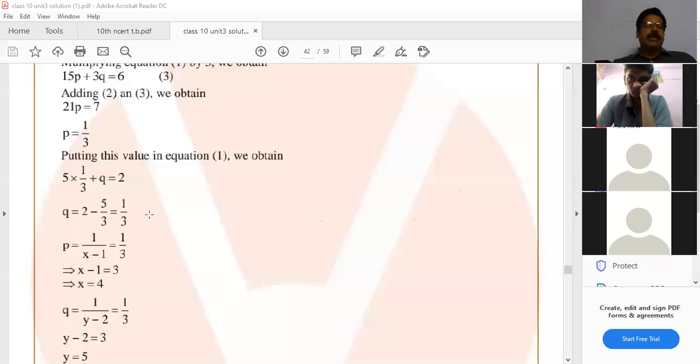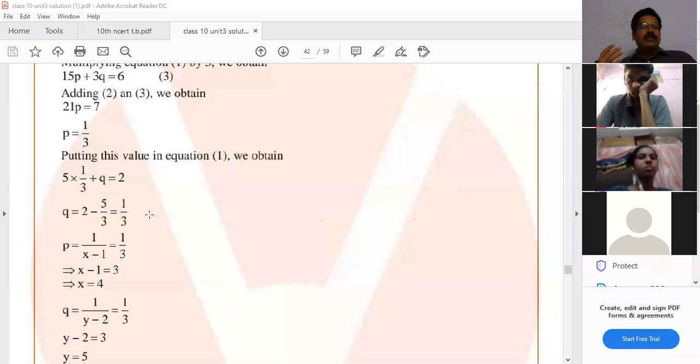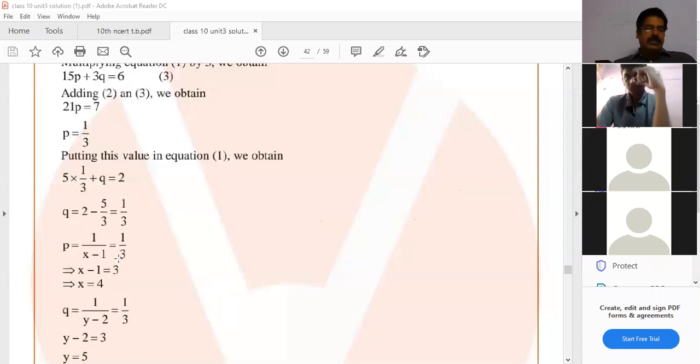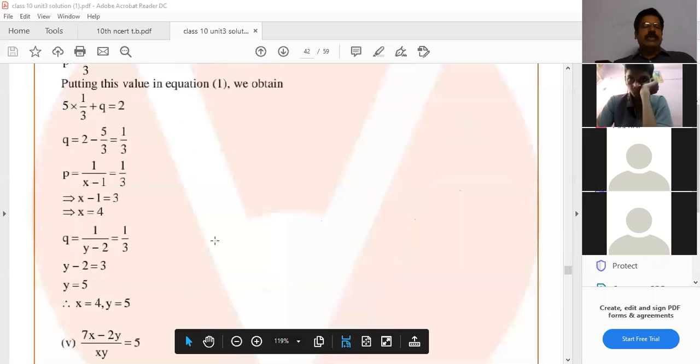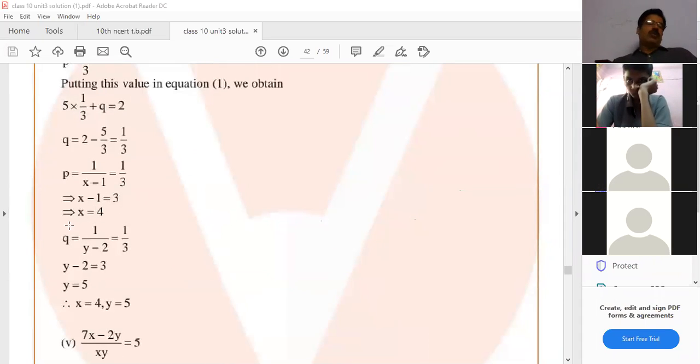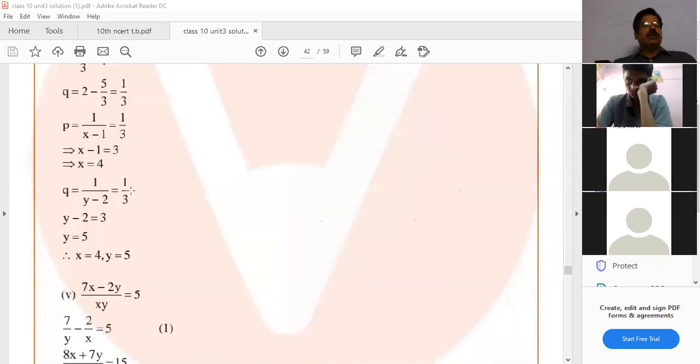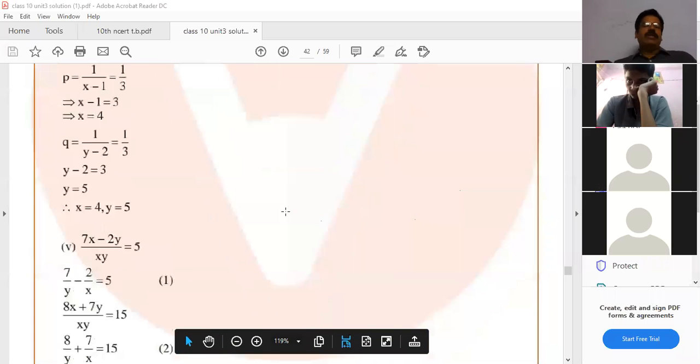Your sum is not completed. We have to find x and y values, remember. Now next process. P we supposed as 1 by x minus 1 equal to 1 by 3. x minus 1 equal to 3. Then transpose minus 1 to RHS. x equal to 4. This is my x value. And next, 1 by y minus 2 equal to 1 by 3. y minus 2 equal to 3. Transpose minus 2 to RHS. y is equal to 5. x equal to 4 and y is equal to 5. These are the two values.